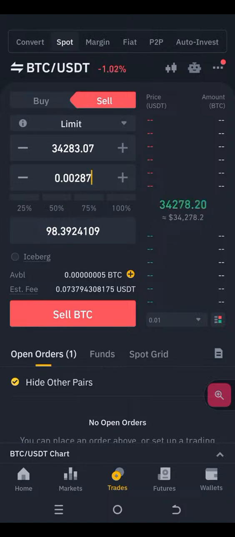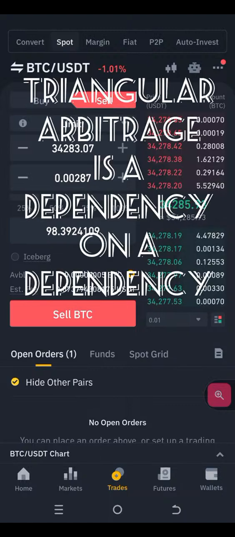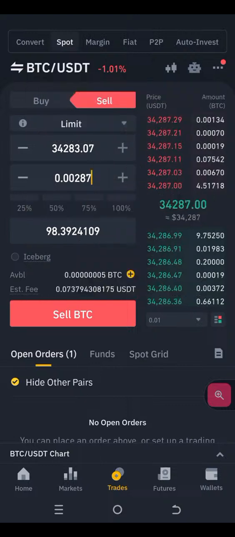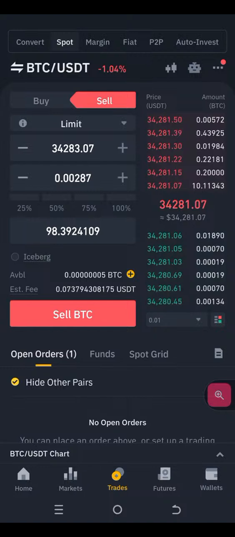Now, let me tell you something about triangular arbitrage. It's a dependency on a dependency. You have to understand the pros and cons of triangular arbitrage. The pros and cons include the fact that you'll have to wait to get a signal, and then when you get that signal, you have to do what I call a deep dive simulation. It depends on whether you're able to make profit instantly or at least within the next 4 to 6 hours.